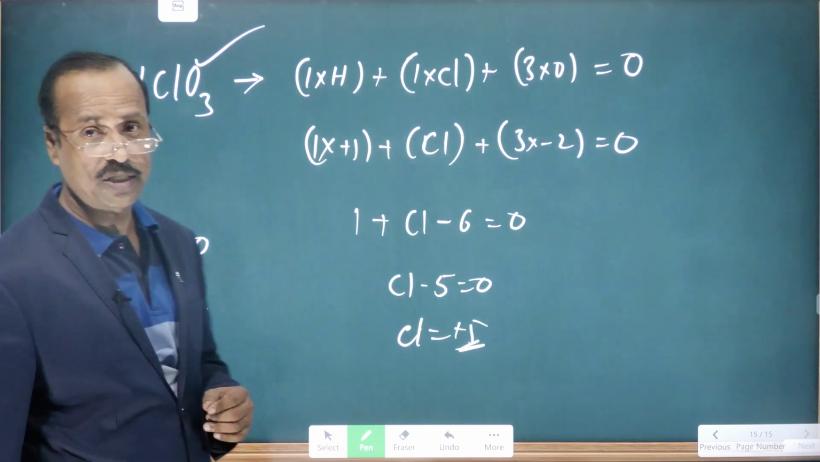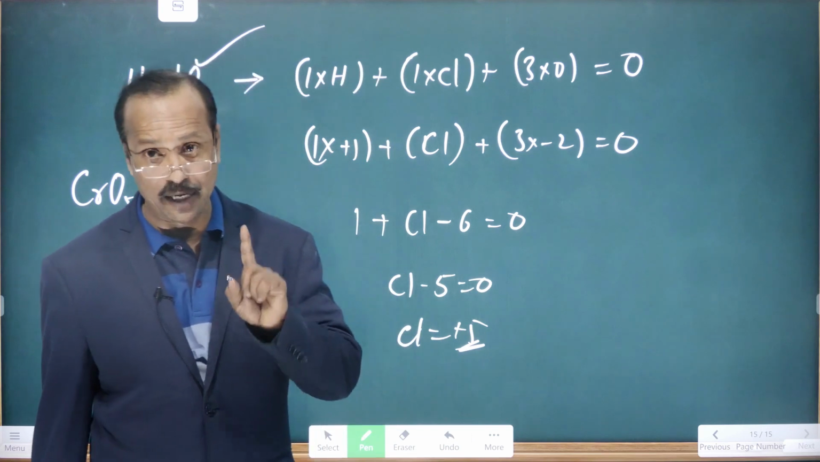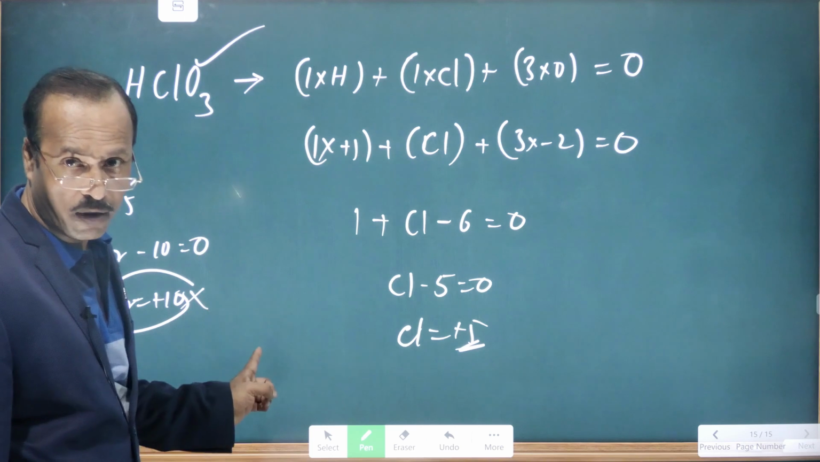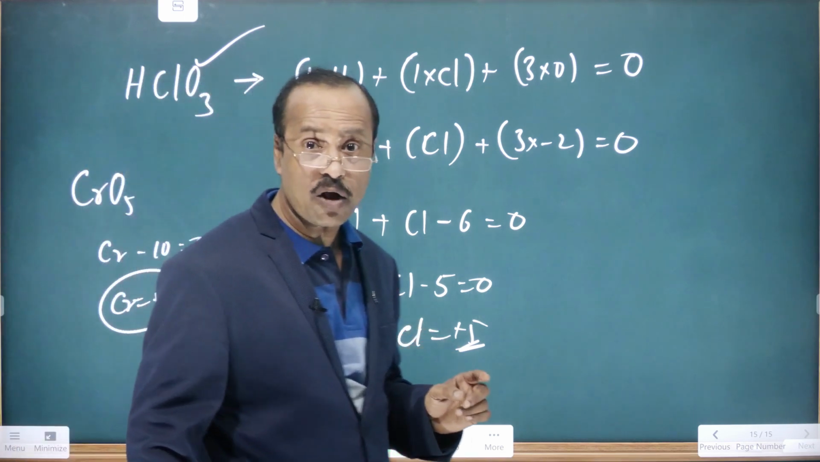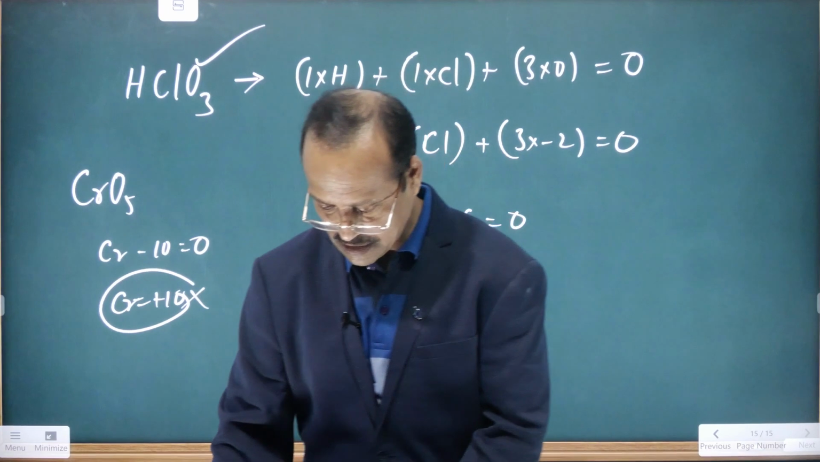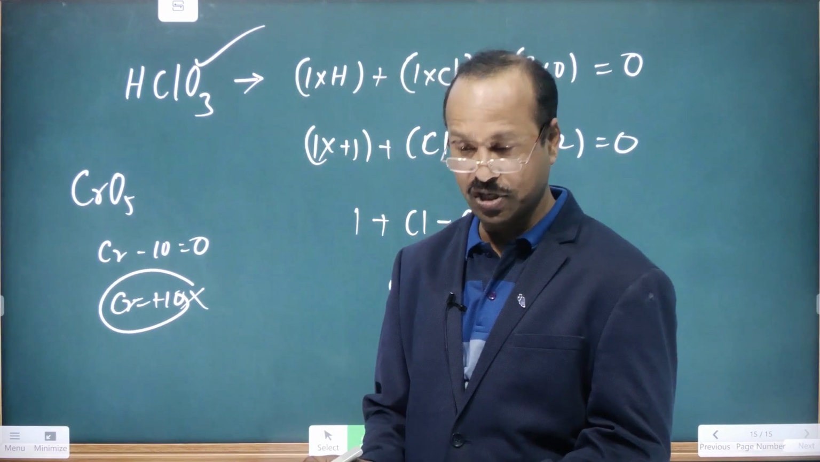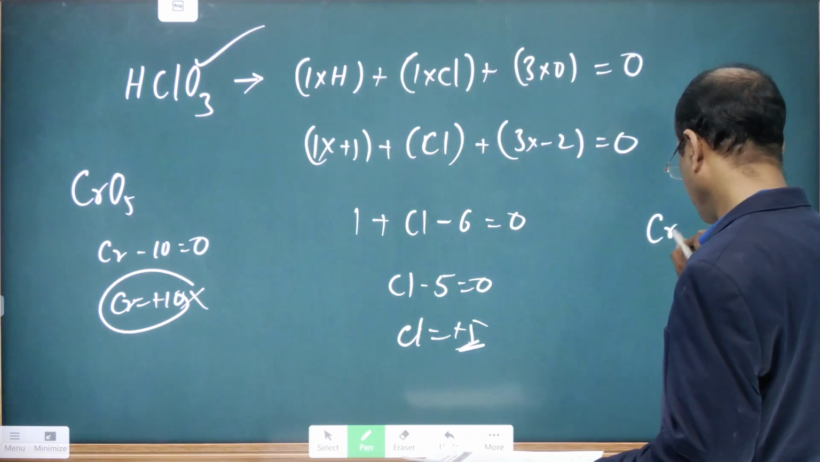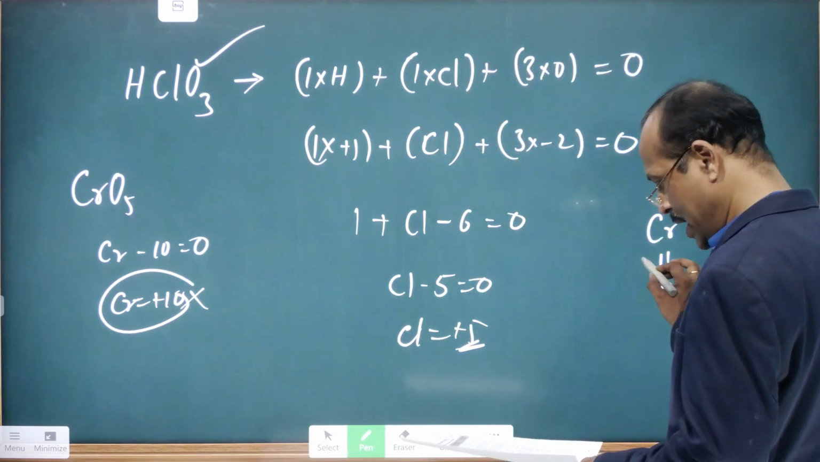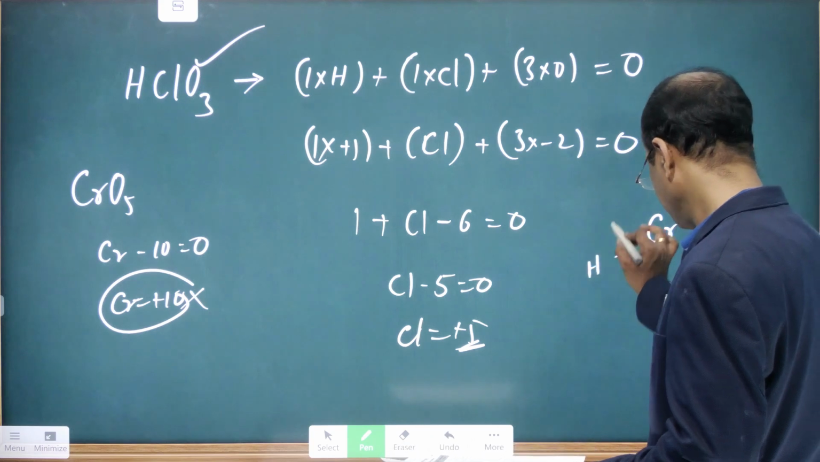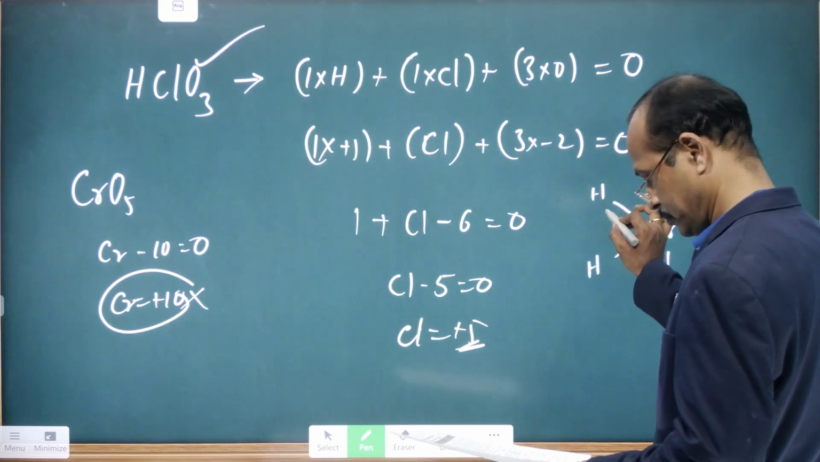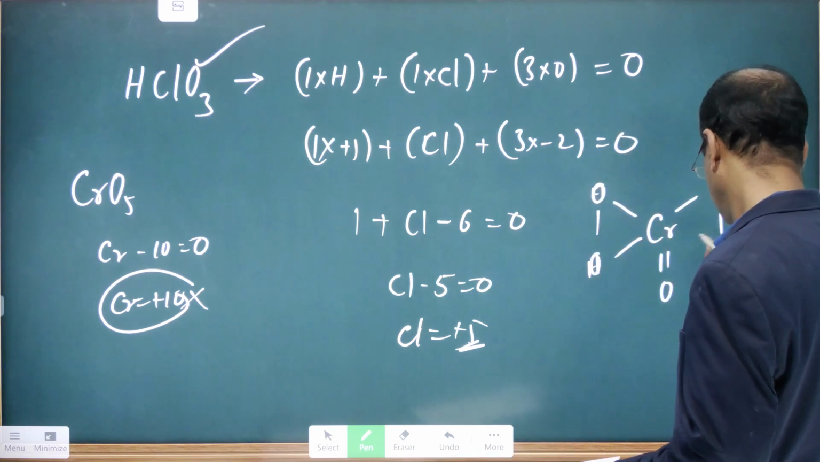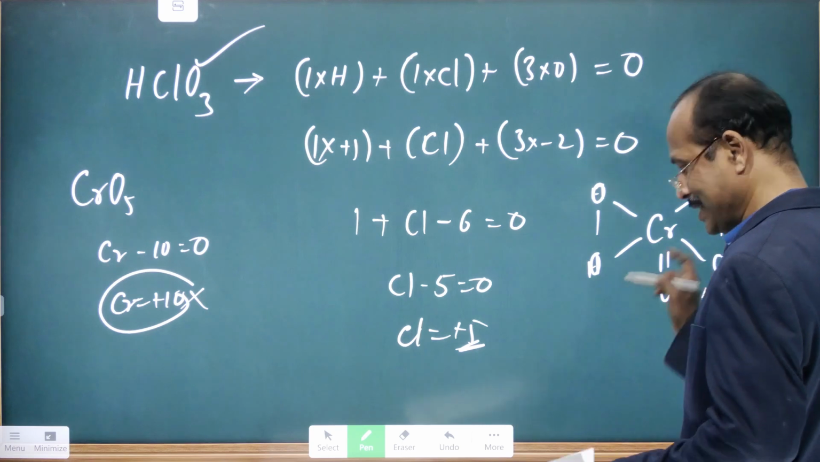The maximum oxidation state of any element is 8 only. But here, if you calculate like this, you'll get +10, so this is wrong. For that you need to see the structure of this one. Once you see the chromium pentoxide structure on page number 71, you have the structure. So see, chromium has a double bond to O, and the structure is like this, with oxygen, oxygen.